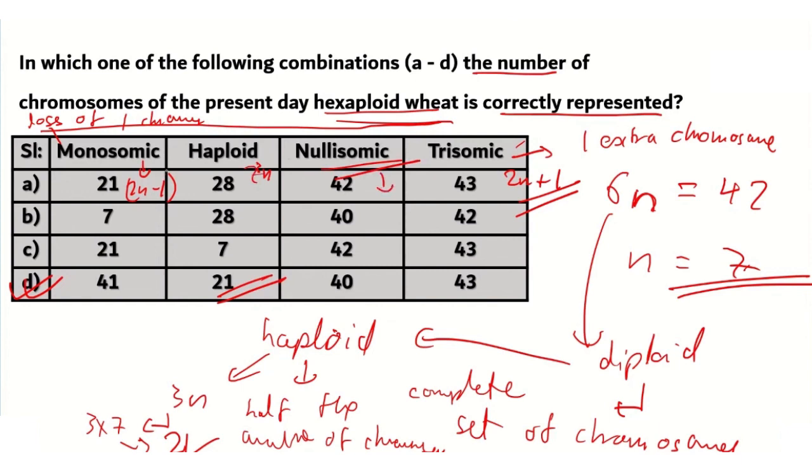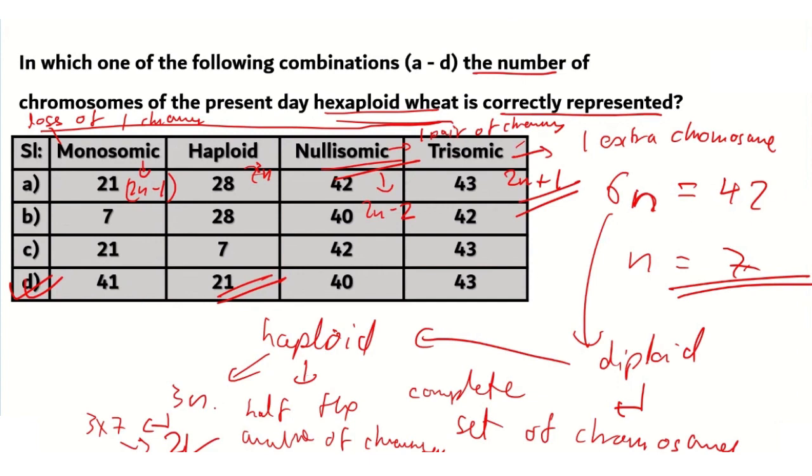In monosomy, one of the chromosomes is missing. In nullisomy, what happens is that 2n minus 2 chromosomes are present, so that means 2 chromosomes are missing. 2 chromosomes constitute a pair, so that means one pair of chromosomes is missing if the plant is in the nullisomic stage. So option D is the correct option because 6n equals 42 for wheat.